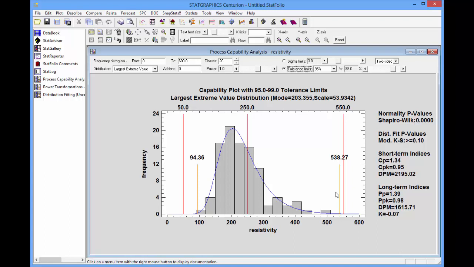A very common way to demonstrate capability is to calculate these tolerance limits. If they're completely within the spec as they are here, then you decide that you are in fact capable of meeting the specification limits. I think you can see that this Statlet is a very easy to use yet powerful tool for performing a process capability analysis.